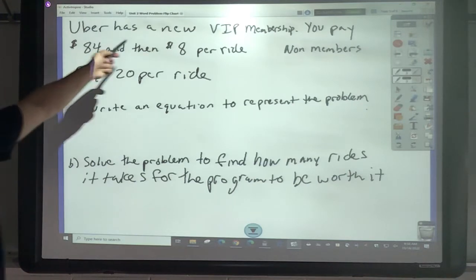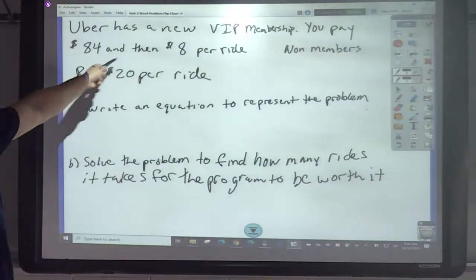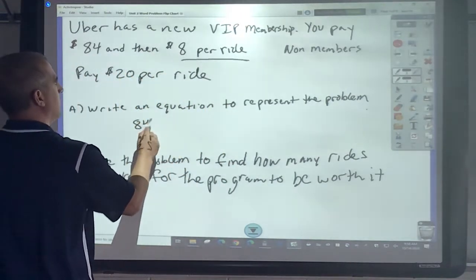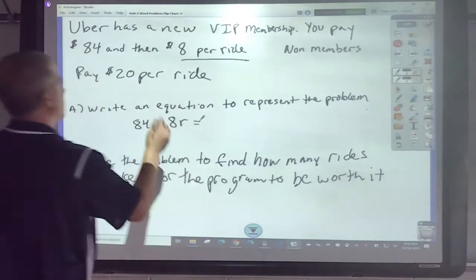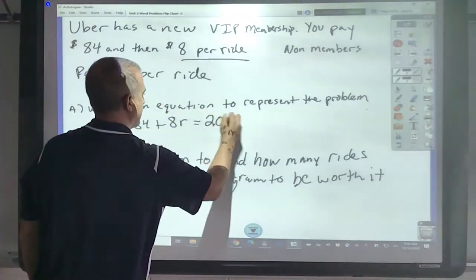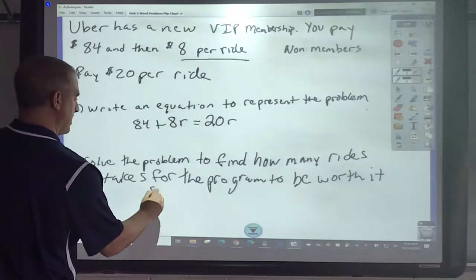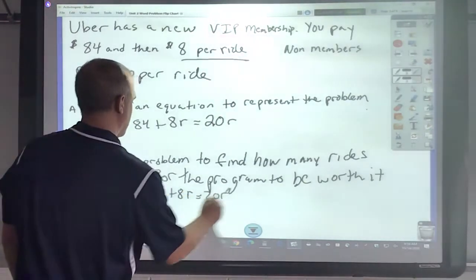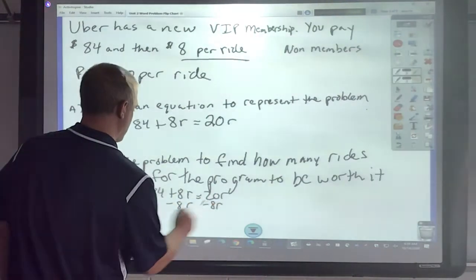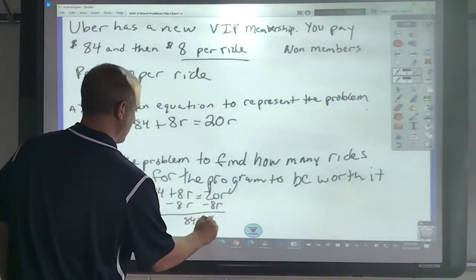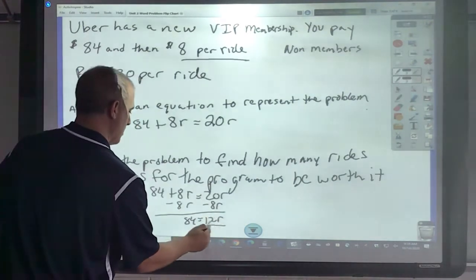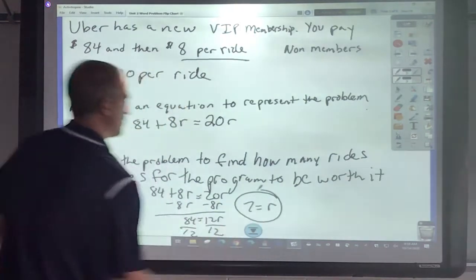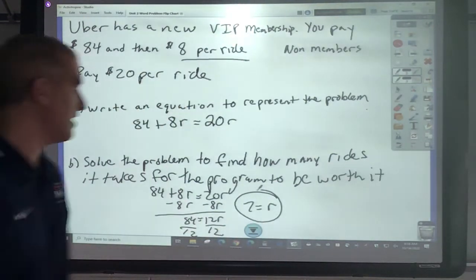Unpause. It says Uber has a new VIP membership. You pay $84 and then $8 per ride. So that'd be 84 plus 8R equals 20R, since non-members pay 20 per ride. So then, how many rides would you need for it to be worth it? Okay, subtract 8R. 20R minus 8R would be 12R, and 84 divided by 12 would be 7, okay? So it would be 7 rides, all right?